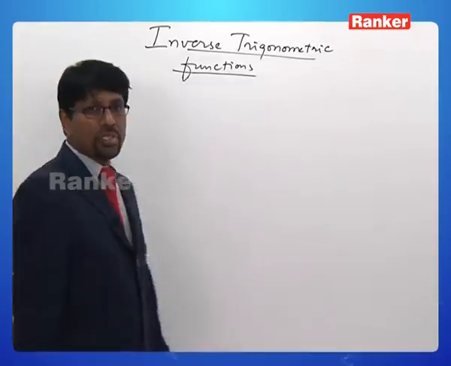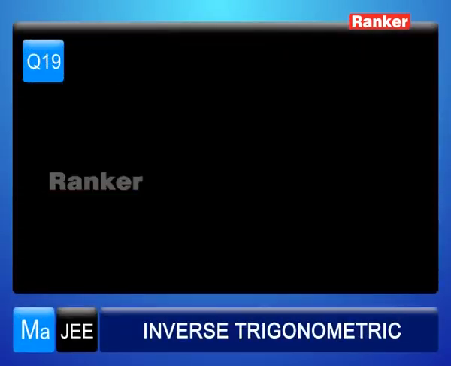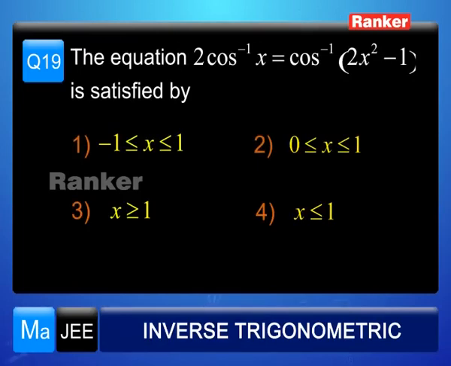Let's move on to the next question. Question number 19. The equation 2 cos inverse x equals cos inverse of 2x square minus 1 is satisfied by: first option, x lying between minus 1 and 1, second, all x lying between 0 to 1, third option, x greater than or equal to 1, fourth option, x less than or equal to 1.